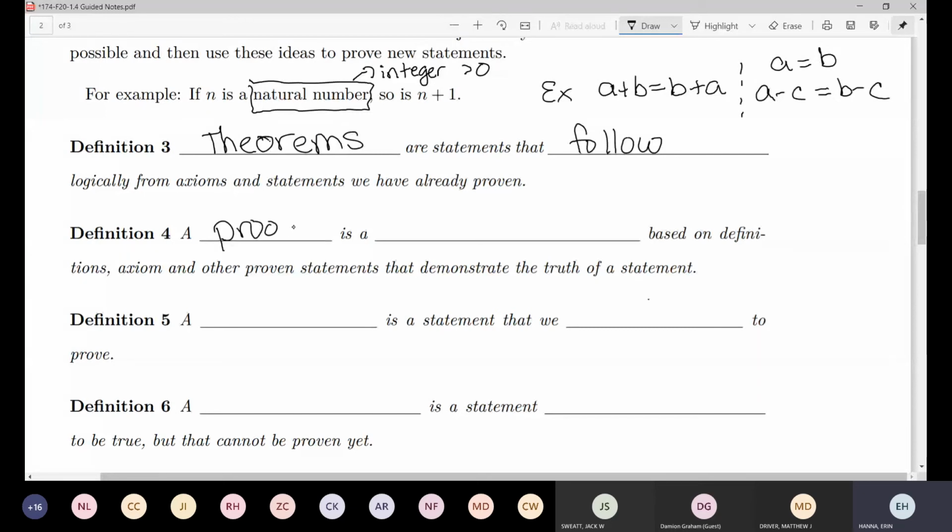A proof, everyone's favorite thing, is a valid argument based on definitions, axioms, and other proven statements that demonstrates the truth of a statement. Essentially, you use axioms and things you've already proven to prove something else. You can't take stuff that you haven't proven yet and use it in a proof.